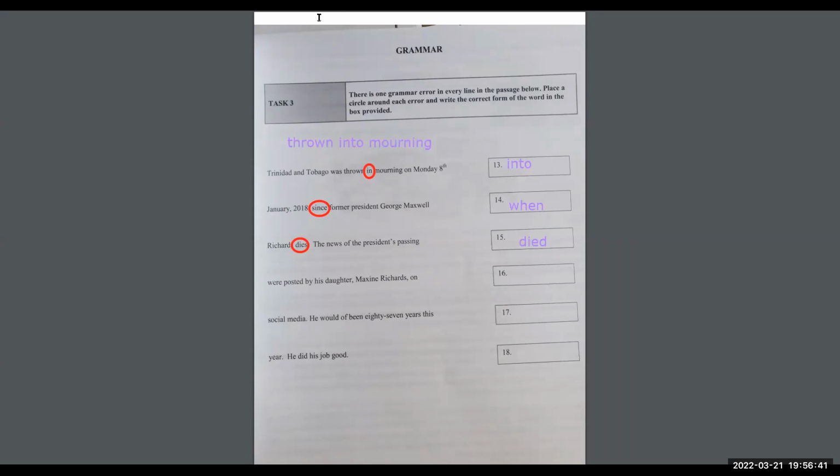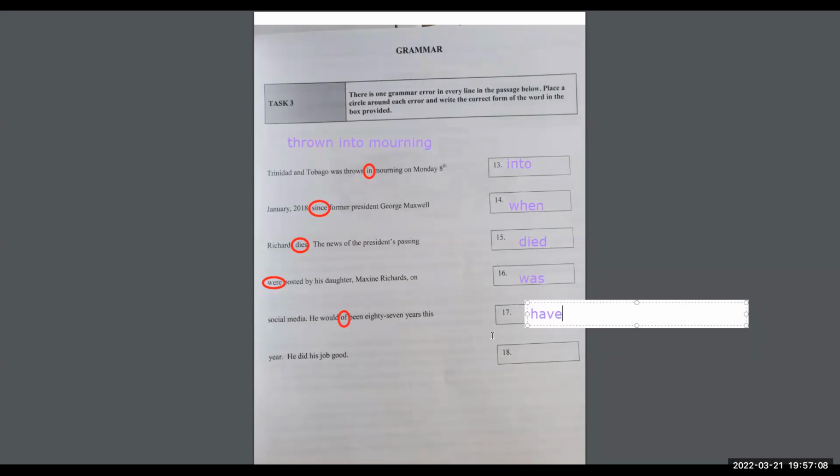The news were posted by his daughter Maxine Richards on. Who's supposed to be was? Right, because news is one of those nouns that looks plural, but we actually use the singular verb. So we'll say the news was, not the news were. What about 17? Of supposed to be have. Good. So we never say would of, we say would have.